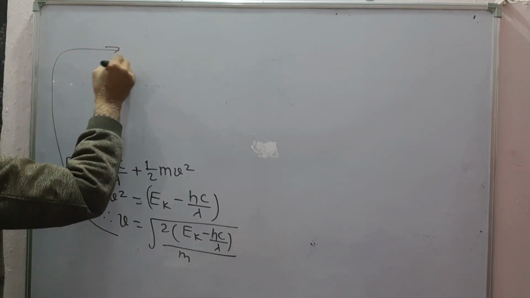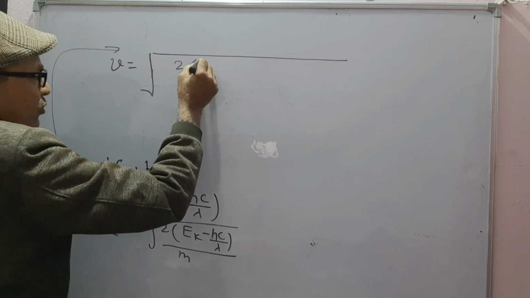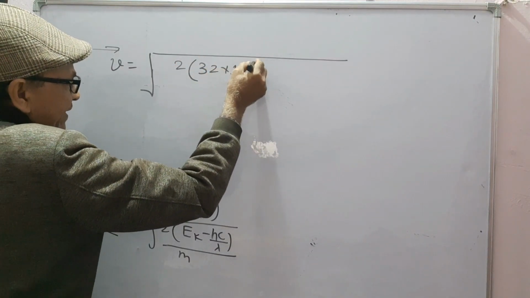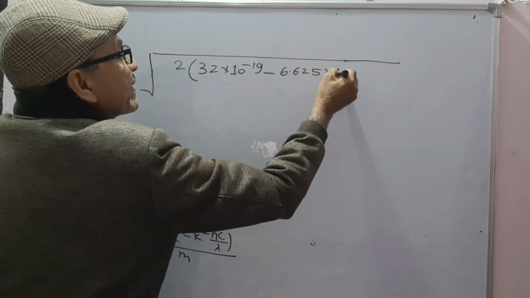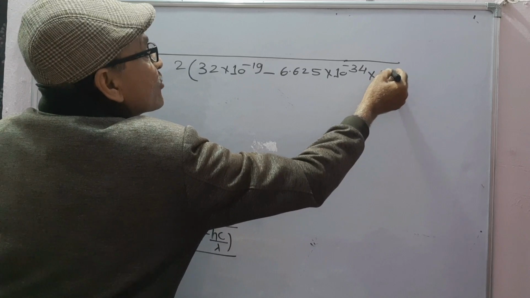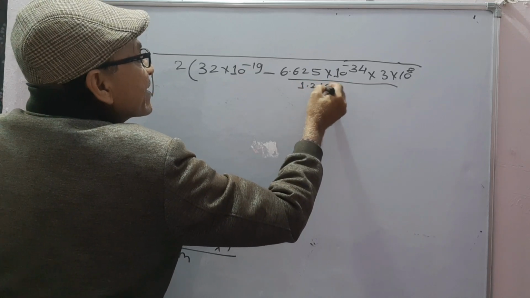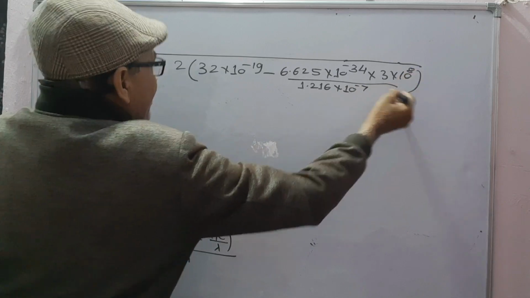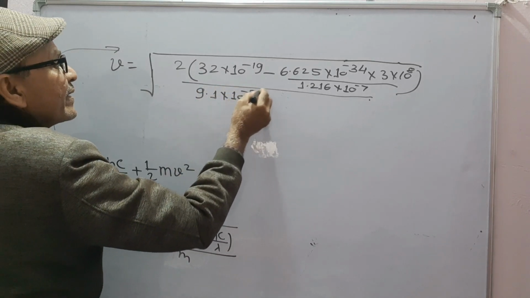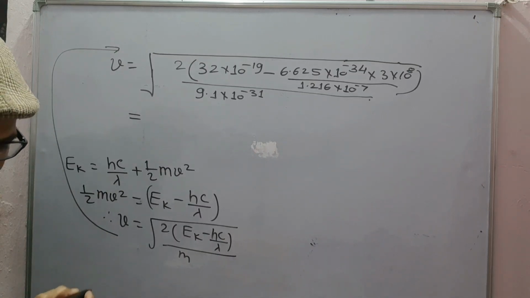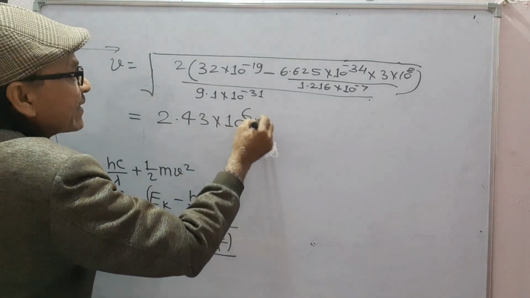Therefore, v will be equal to under root 2 times Ek, which is 32 into 10 to minus 19, minus H, which is 6.625 into 10 to minus 34, C is 3 into 10 to power 8, upon lambda, 1.216 into 10 to minus 7, whole divided by mass of electron 9.1 into 10 to minus 31, and on simplification we get the required velocity as 2.43 into 10 to power 6 meter per second.